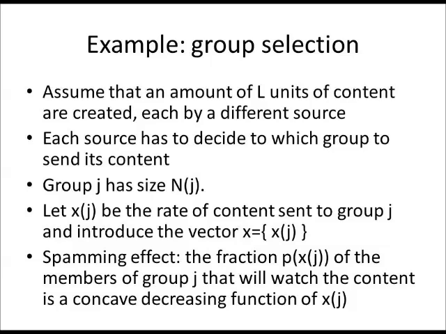So formally, we introduce the fraction p(xj) of the members of group j that are assumed to watch the content or to react to the content. We assume that this p is a concave decreasing function of xj. Each player wishes to maximize the expected number of views or of clicks on his content.